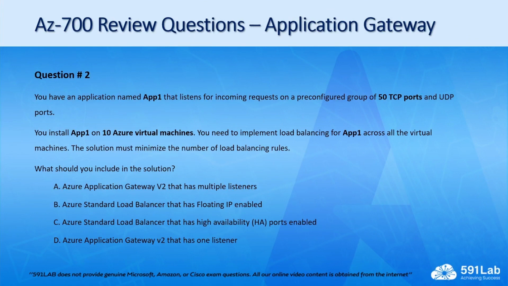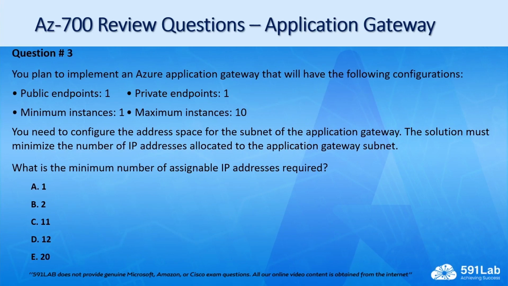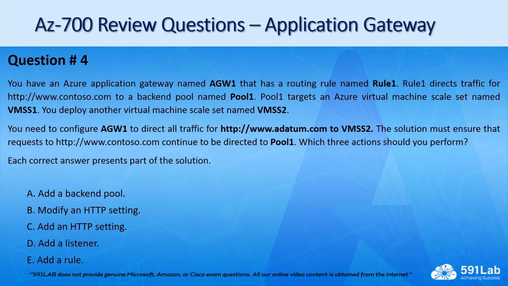You have an application named App1 that listens for incoming requests on a pre-configured group of 50 TCP ports and UDP ports. In question number 3, we can see you plan to implement an Azure Application Gateway that has the following configurations. It has 1 public endpoint and 1 private endpoint. Minimum instances are 1 and the maximum instances are 10. Fine. Let's move to the next question.